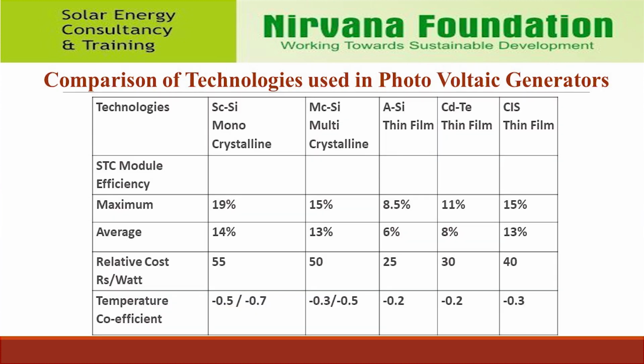Comparison of technologies used in photovoltaic generators. Efficiencies. In fact, monocrystalline solar cells are the most efficient of all. Efficiencies have been documented at upwards of 19%. Polycrystalline solar PV systems operated at a 15% efficiency. Again, this is due to the fact that the material has a lower purity. While many variations of thin film products exist, they typically achieve efficiencies of 8.5 to 15%.